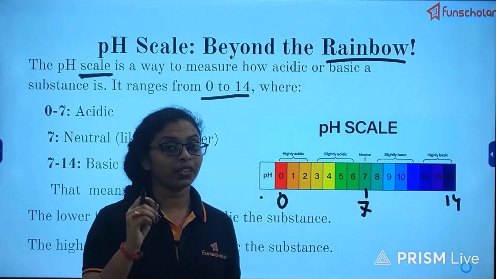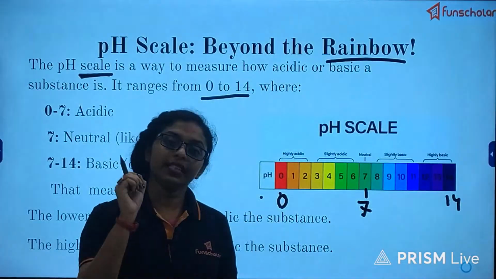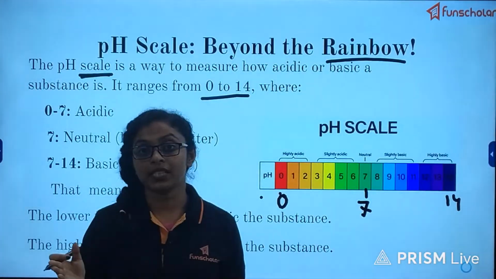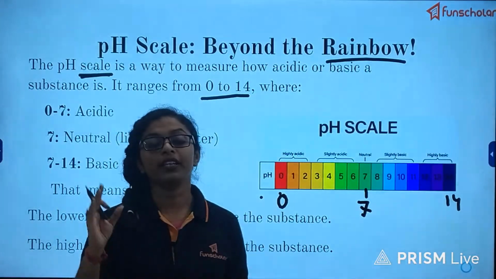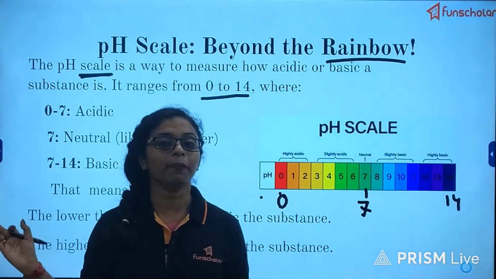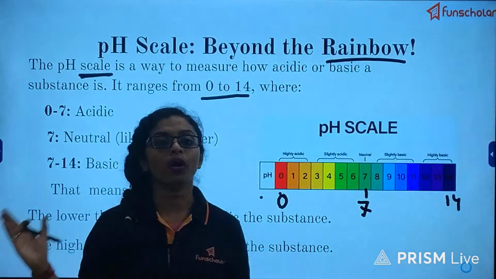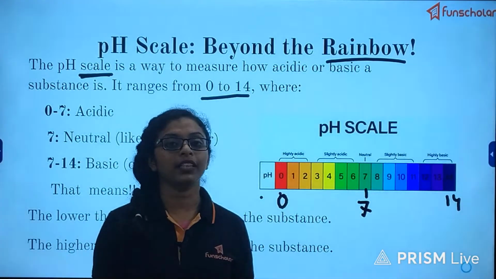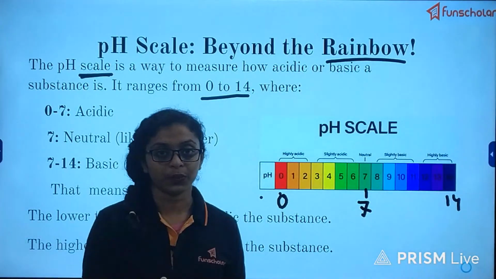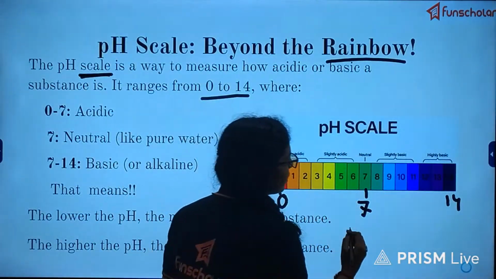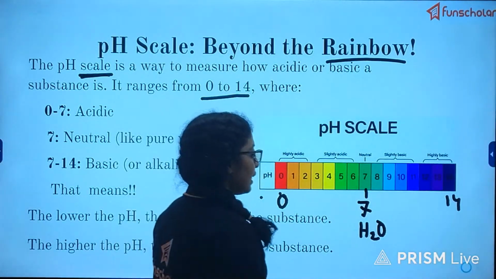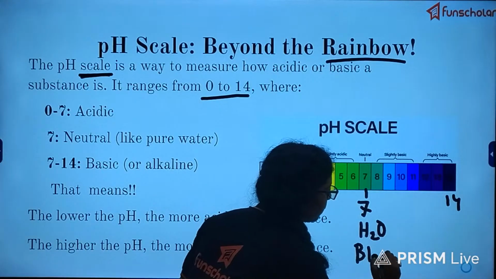Remember, at the first time when the video was starting, I said most of the chemical components fall under these groups of acids, bases and salts. But there are definitely some elements, some chemical compounds, which don't fall under the acid or base group. Those are mainly showing you the neutral magnitude, right? So here an example can be H2O or pure water, and also the blood.